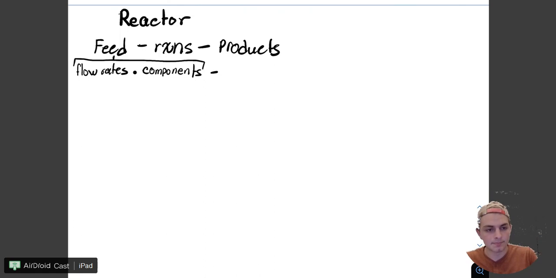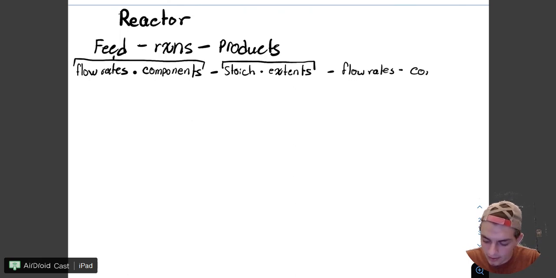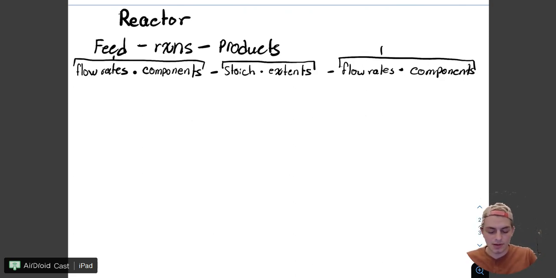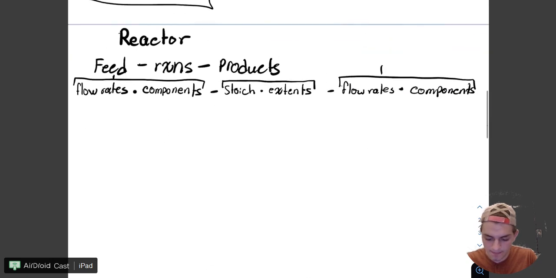Reactions will be our stoichiometries multiplied by our reaction extents. So that's our reactions. And then our products will be our flow rates again, multiplied by our components. Now, this product stream is, again, remember, it is the feed into this next column here. So this product stream can be also called D1F.